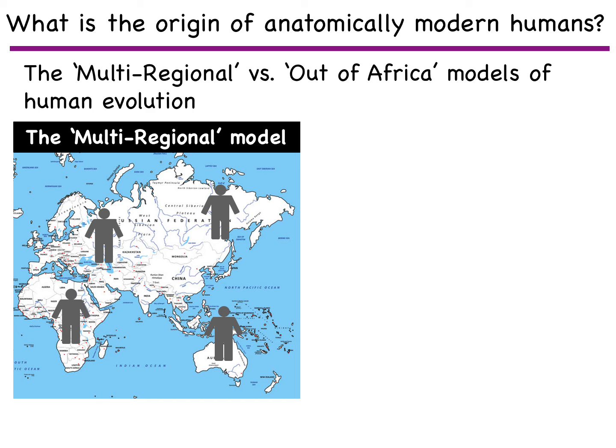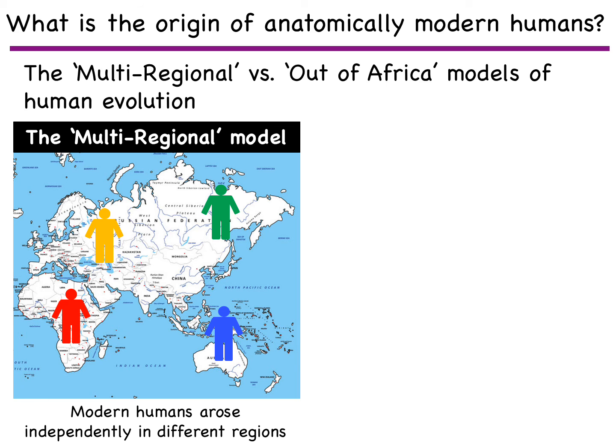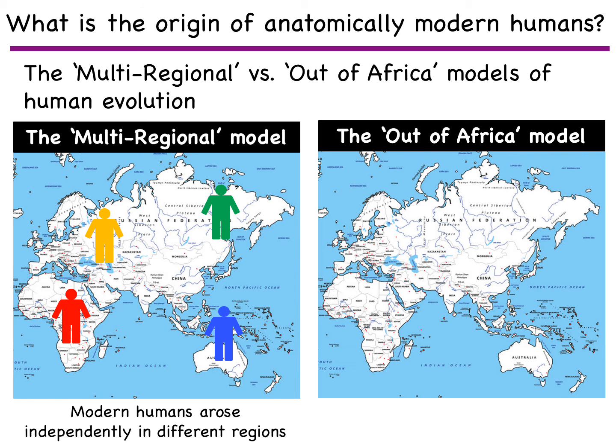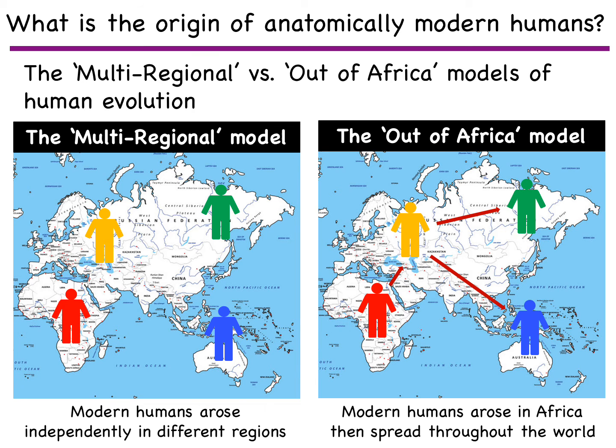What's shown on the left is the multi-regional model. Basically, this said that modern humans, or Homo sapiens, arose independently in different parts of the world, completely independently from one another, over a long period of time. All right? And the out of Africa model reaches a different conclusion. It says that modern humans arose first in Africa, and then they spread out from Africa to the rest of the world. Basically, they migrated out of Africa and spread throughout the world. So which of these two models is correct?